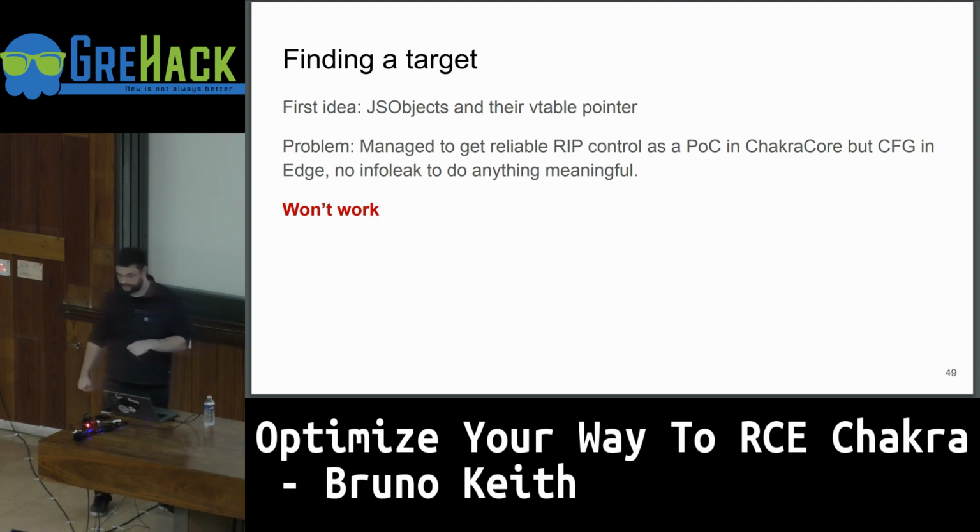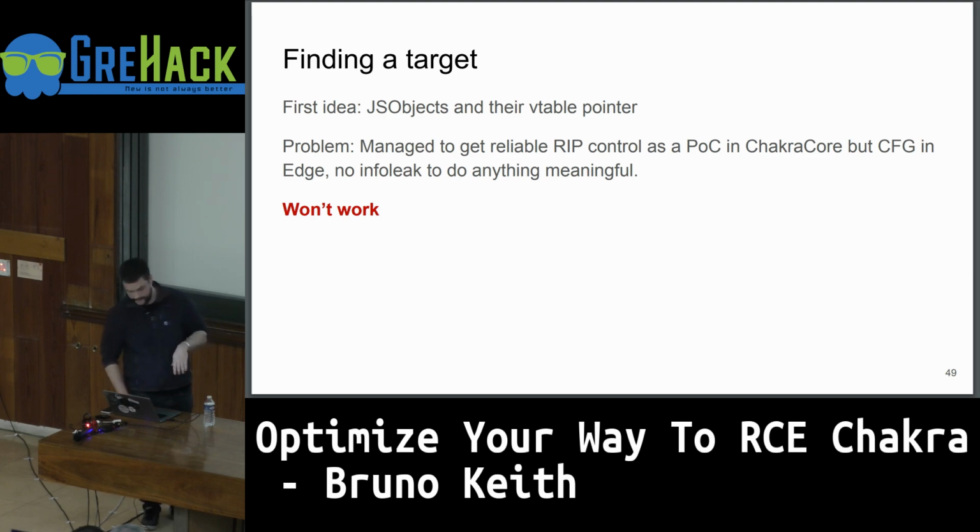So, finding a target, the first idea I had was JavaScript objects. I tried to be smart, to see if I could get code execution directly. The first quad word is the vtable pointer, so if we overwrite that, technically we can control the instruction pointer register. I managed to get that working as a POC in Chakra Core, but in Edge you have something called Control Flow Guard, which basically guards indirect calls. So without any info leak, we're not going to go anywhere. You can show that you control RIP on Chakra Core, but that's it. So it won't work. I put the idea aside really quickly.